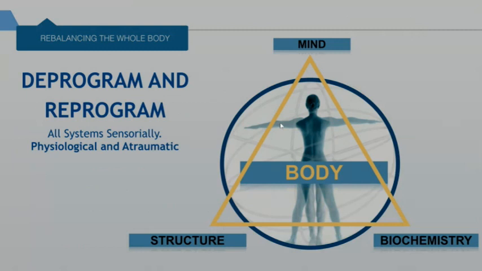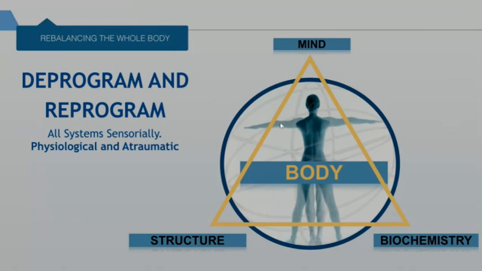What do I mean? Deprogram is the method to annul the aggression to the central nervous system. And the reprogramming is to put the whole body to work in a new way, correctly. Deprogramming and reprogramming. Balance of the body is mind, structure, and biochemistry. Remember that. We have to study all these things.